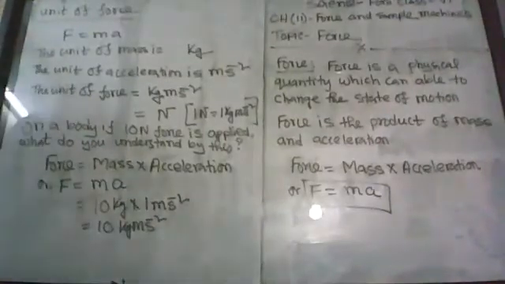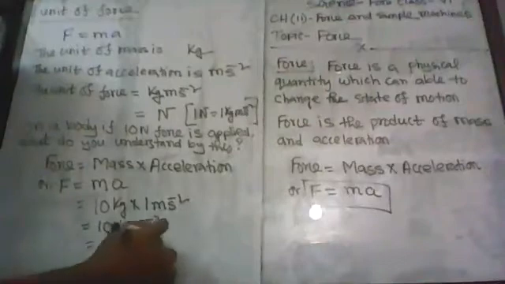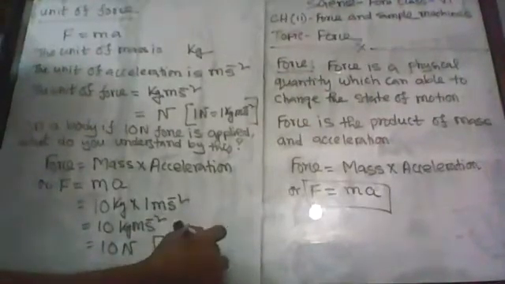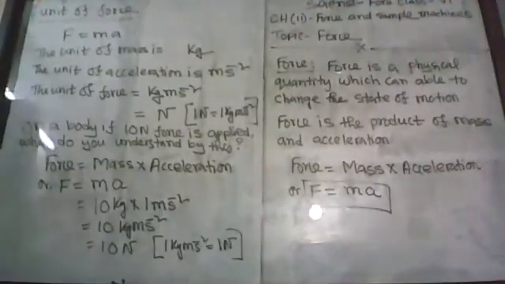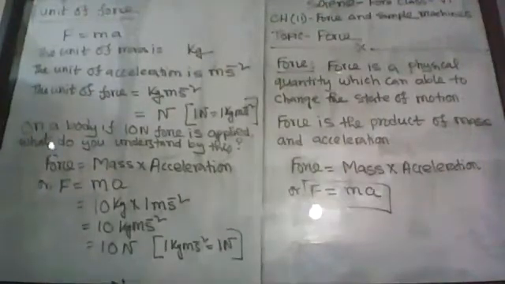The product will equal to what? It is 10 kg meter per second square, so it will equal to 10 Newton. Now I can say that 1 kg meter per second square will equal to 1 Newton. So it is very clear to you that the applied force on a body is 10 Newton.